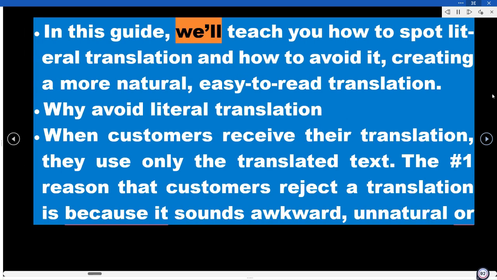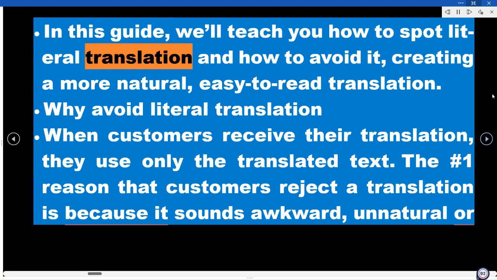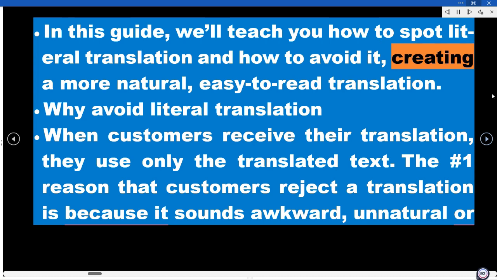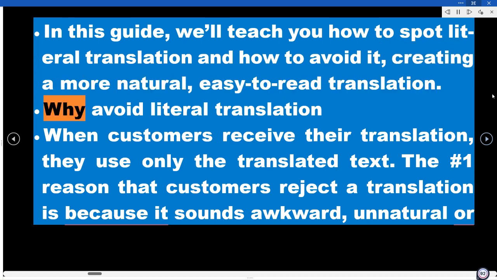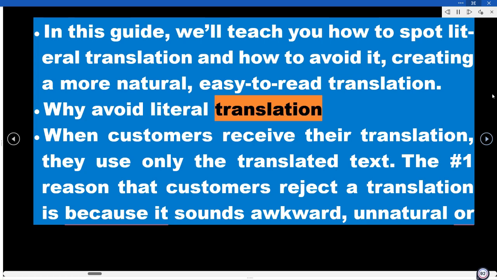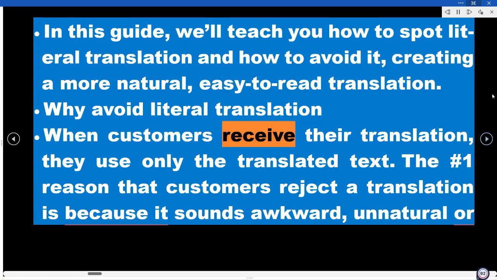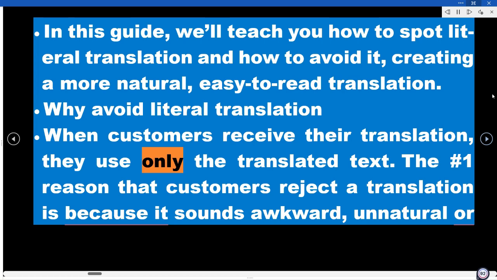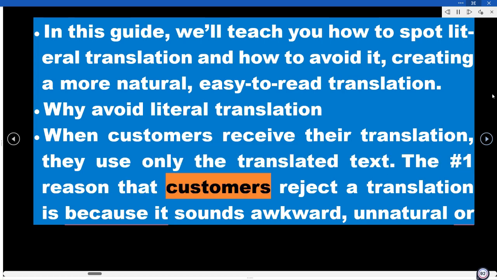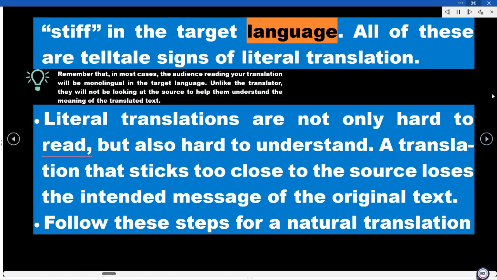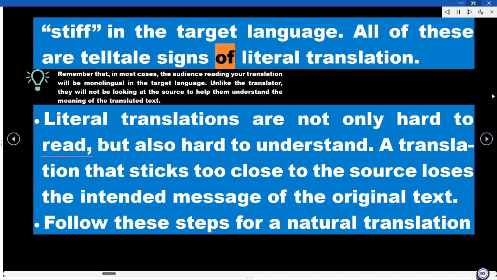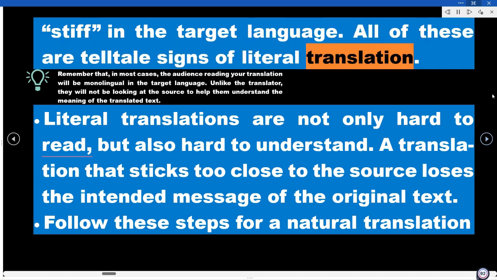In this guide, we'll teach you how to spot literal translation and how to avoid it, creating a more natural, easy-to-read translation. Why avoid literal translation? When customers receive their translation, they use only the translated text. The #1 reason that customers reject a translation is because it sounds awkward, unnatural or stiff in the target language. All of these are telltale signs of literal translation.